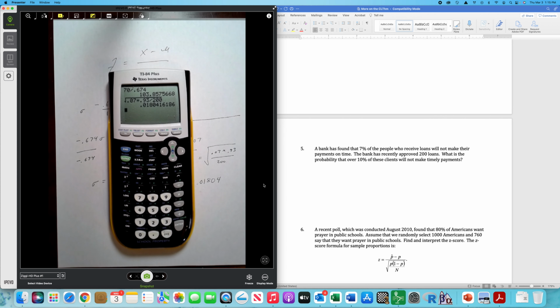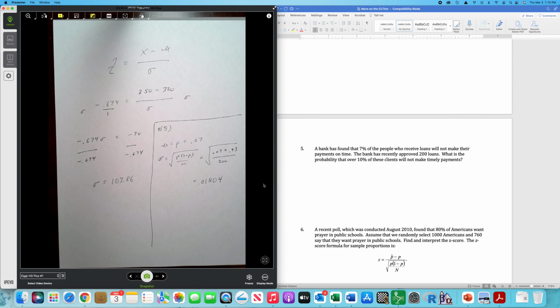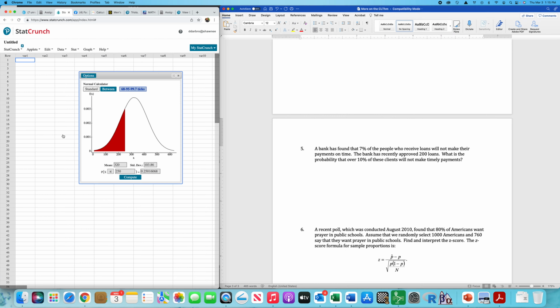All right, let me show you what I got right there. All right, let's work the problem. The mean is 0.07. The standard deviation is 0.01804. I want over 10%. Compute. The answer would be 0.048.